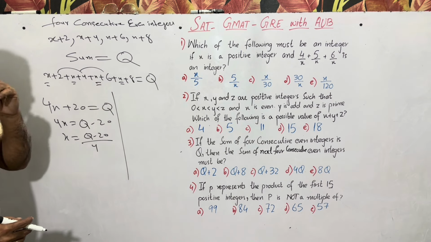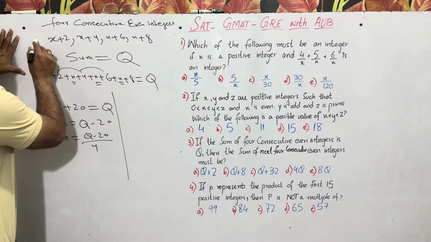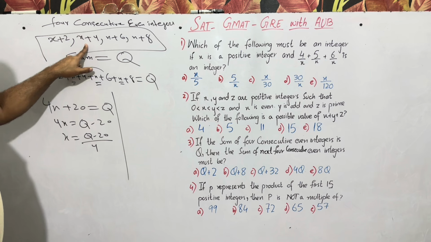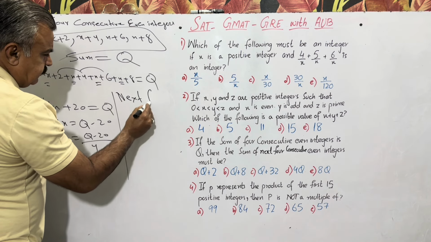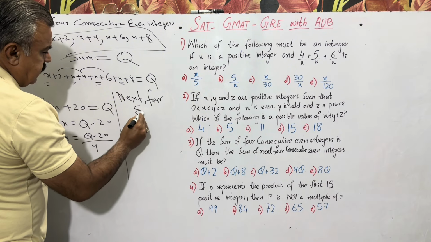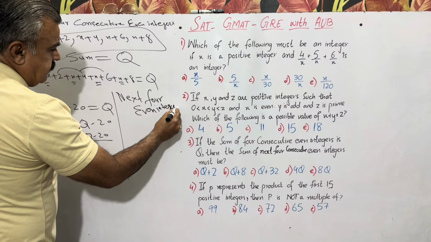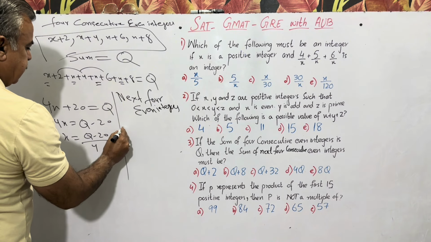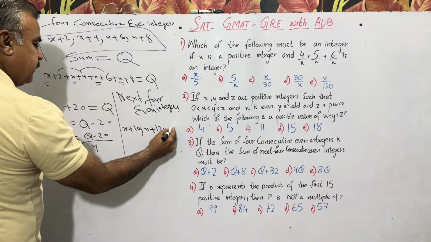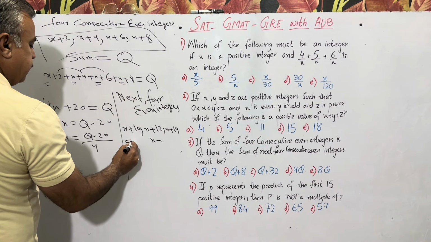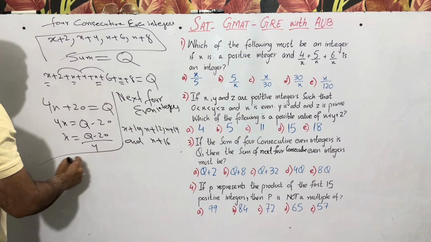We are asked to find the sum of the next 4 even integers. The next 4 even integers after x are x plus 2, x plus 4, x plus 6, x plus 8, and then the next 4 must be x plus 10, x plus 12, x plus 14 and x plus 16. We are interested in their sum.